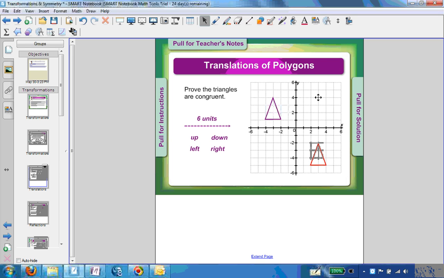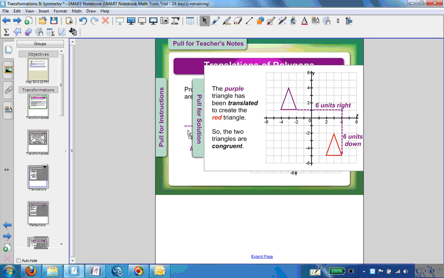Now obviously we're going to have to move down as well. So we're going to move down 1, 2, 3, 4, 5, 6, and now we have moved our triangle to where the red triangle is. So what we would say is that the purple triangle has been translated to create the red triangle. So the 2 triangles are congruent. And in this picture they're showing a different vertex, but notice that all the vertices move together, really 6 units right and 6 units down.